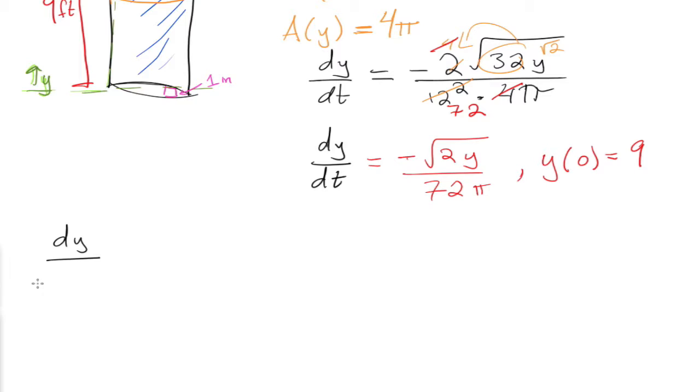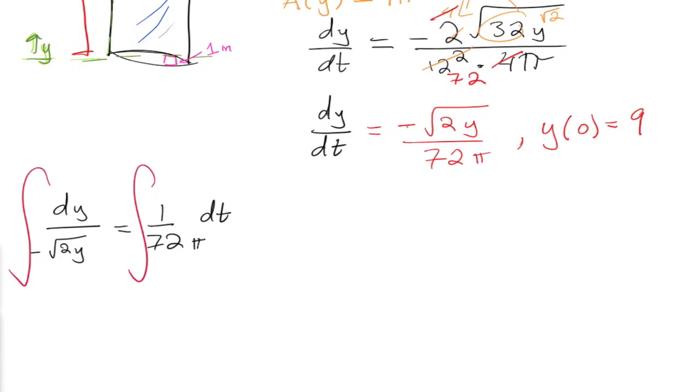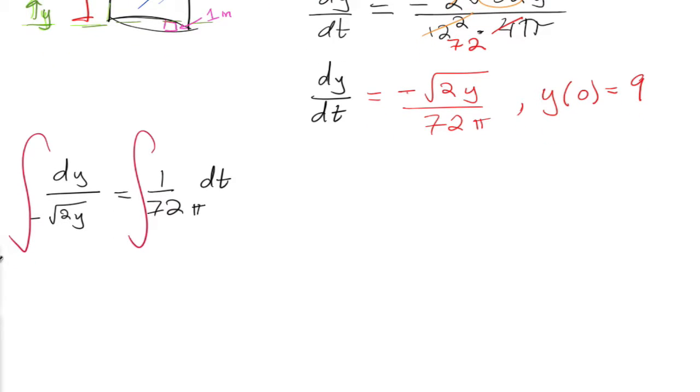Okay, so divide by negative square root of 2y. Sure, we can do that. It is equal to 1 over 72 pi dt. And then what do we do? Integrate both sides. So then on the left, what do I have? What do I do first with that negative root 2 business? Just bring it out. So I'll bring out the negative 1 over root 2.